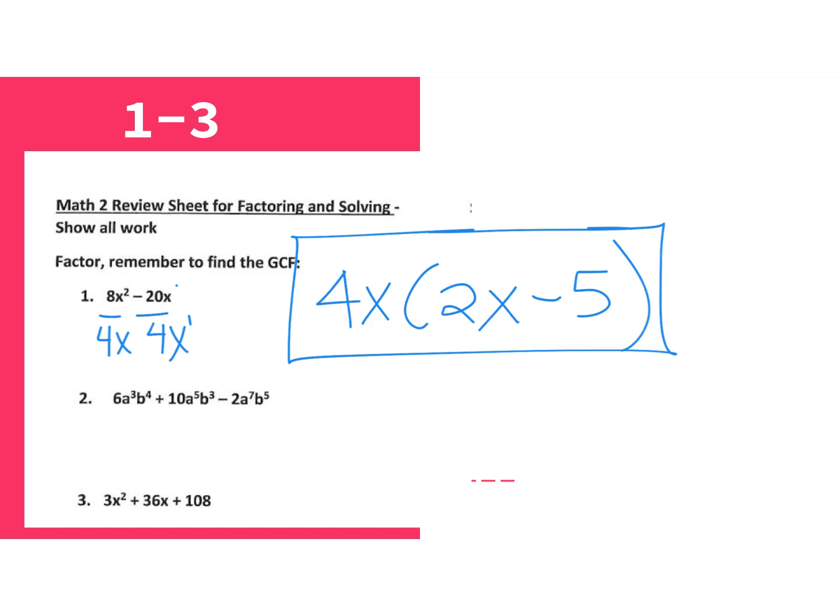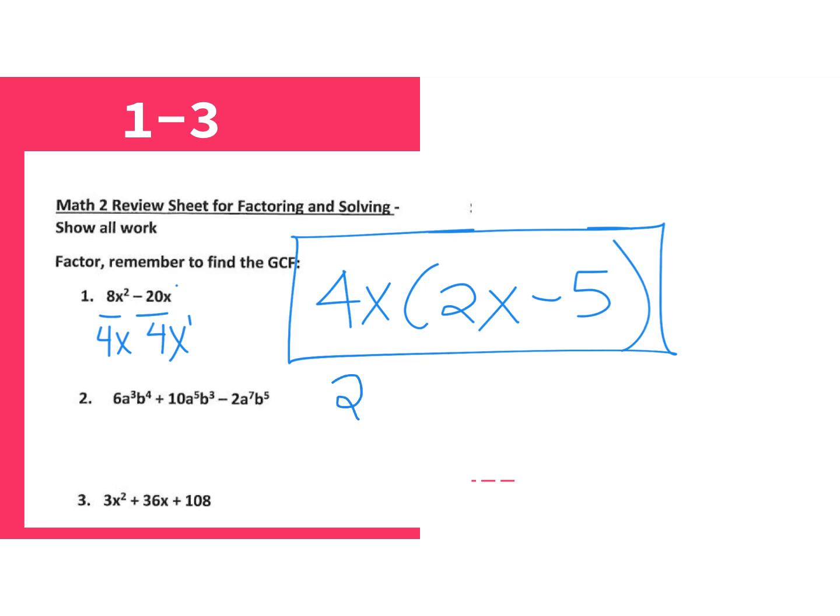All right, number 2 asks us to factor. So the first rule of factoring is to find a GCF. So looking at all three of these terms, 6, 10, and negative 2, I can tell that they all have a 2 in common. So that's going to be part of my GCF. And I see that they all have A terms and they all have B terms. So that's going to be part of my GCF as well.